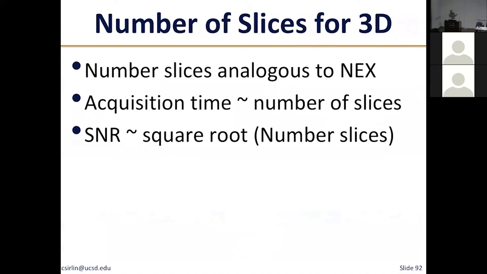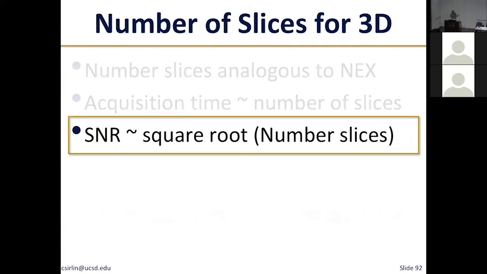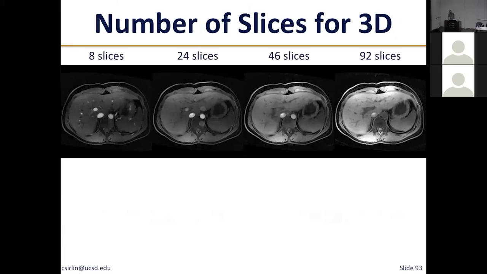And also it is proportional to the acquisition time. But what I want to talk about today is that the signal to noise is proportional to the square root of the number of slices. So to illustrate that, let me show you an image of the liver and spleen, a three-dimensional sequence acquired with 8 slices, 24 slices, 46 slices, and 92 slices. And can you all appreciate that the SNR is going up as the number of slices increases?